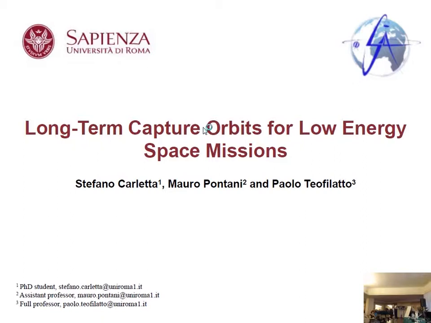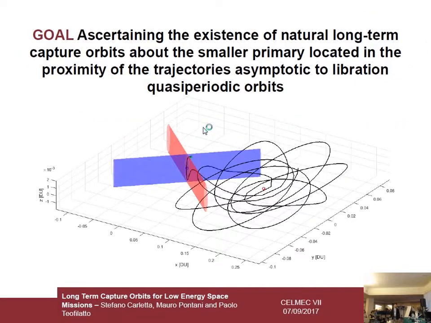Okay. So, good morning everybody, and thank you for the introduction. The work I am presenting here today was developed in the framework of the three-dimensional circular restricted three-body problem, and I am going to refer to it from now on simply as the three-body problem. It is aimed at verifying the existence of natural capture orbits about the smaller primary, and we are looking for these orbits departing from trajectories that are asymptotic to libration quasi-periodic orbits.